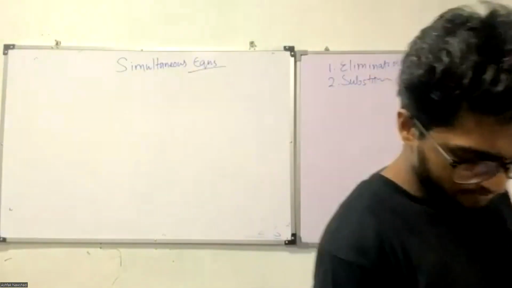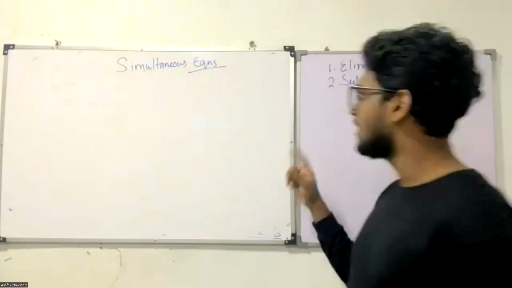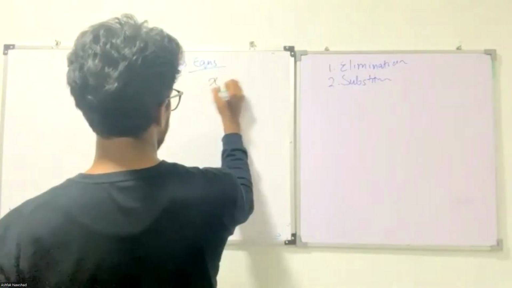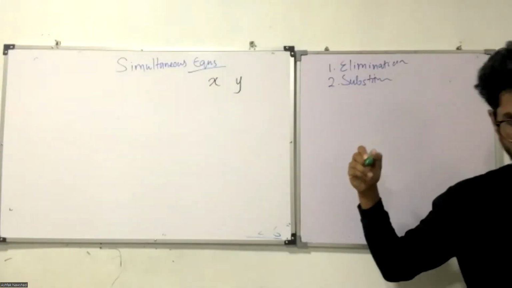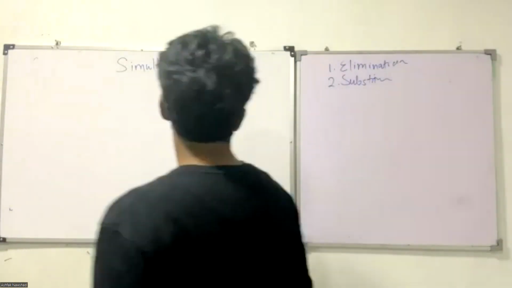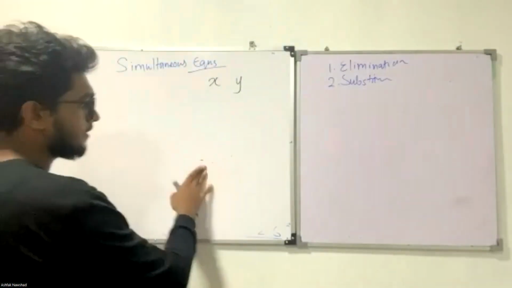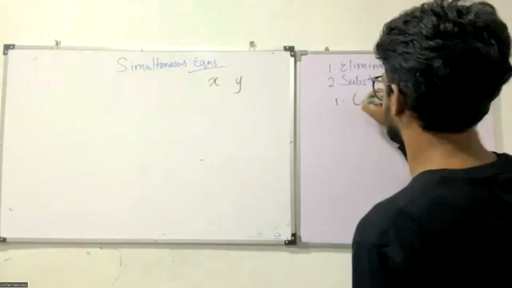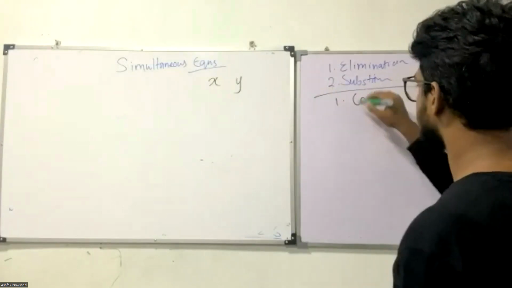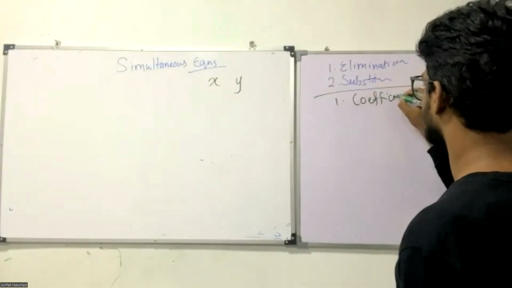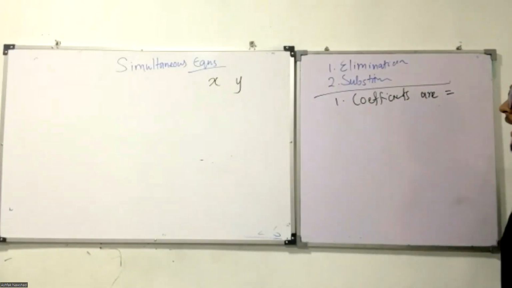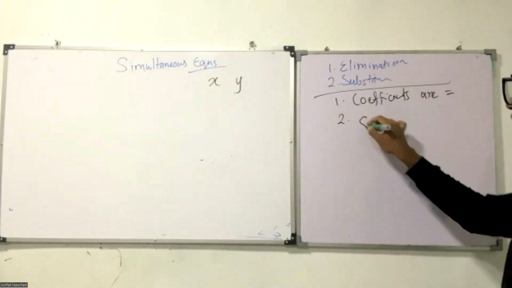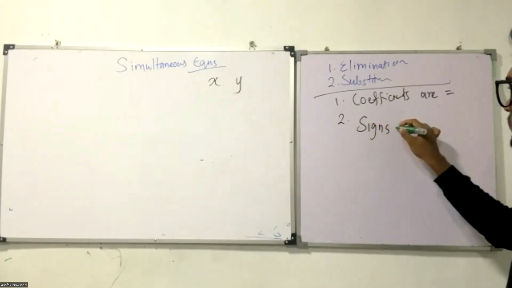Elimination and substitution, yes. So a simultaneous equation has two unknowns. Generally, that's x and y. I'm just revising. I'm just giving a recap. Two unknowns, and first we have to check the coefficients. These are the steps for elimination. We have to check if coefficients are equal. And if coefficients are equal, we have to check signs.